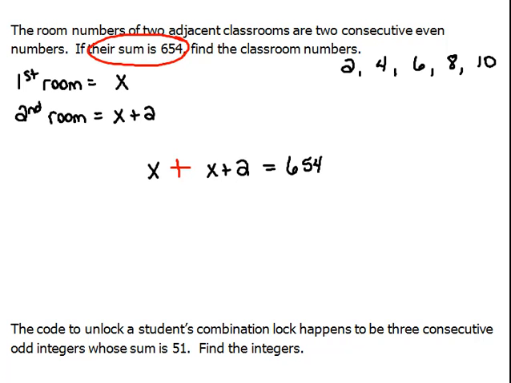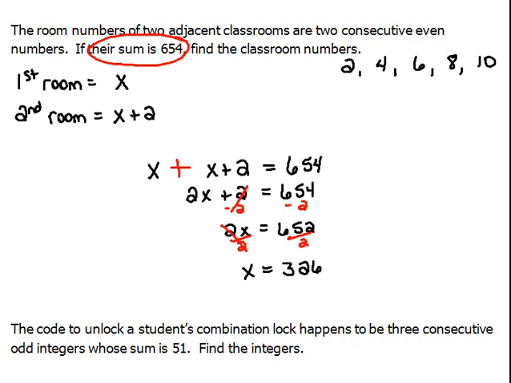So when we combine like terms, our x plus x, we'll get 2x plus 2 equals 654. Now we still need to get x alone, so let's subtract 2 from both sides. Now we have 2x equals 652. We still need x alone, so we're going to divide both sides by 2 to get x equals 326.